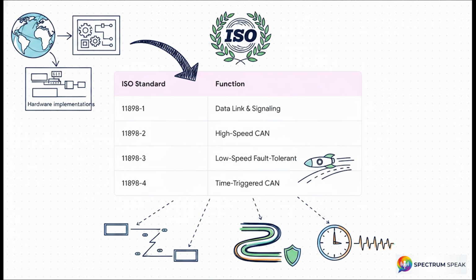Now, internationally, these hardware implementations don't just happen by magic. They're dictated by the ISO 11898 family of standards. This family governs basically everything. Part 1 covers the basic data link layer and physical signaling. Part 2 dictates high-speed CAN mediums. Part 3 handles your low-speed, fault-tolerant parameters. And Part 4 is reserved specifically for time-triggered communication.